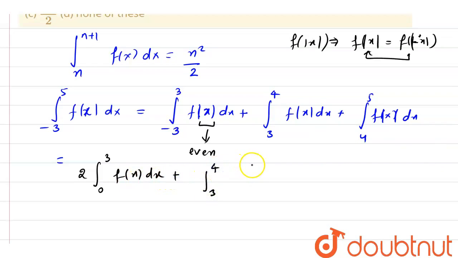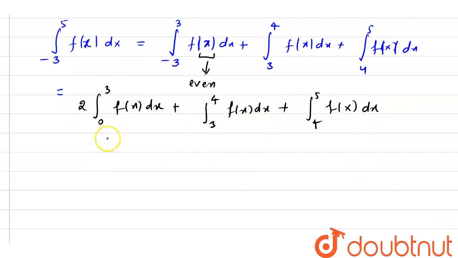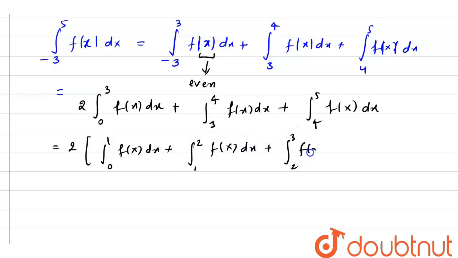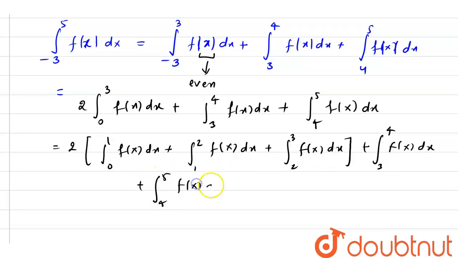Now 3 and 4 are which type of numbers? These are positive numbers. So I can say my f(mod x) will open in positive form, that is f(x) dx, and we have 4 to 5, and this also opens in positive form, that is f(x) dx, right? Now here I can write it as 2 times. Now I can break this 0 to 3 into 0 to 1 of f(x) dx, then 1 to 2 of f(x) dx, then 2 to 3 of f(x) dx, and then we have the integration 3 to 4 of f(x) dx, then 4 to 5 of f(x) dx.